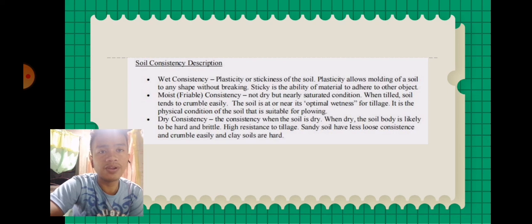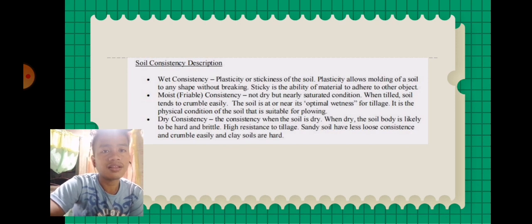moist or friable consistency. It is not dry but nearly saturated condition. When tilled, soil tends to crumble easily. The soil is at or near its optimal wetness for tillage. It is the physical condition of the soil that is suitable for plowing.